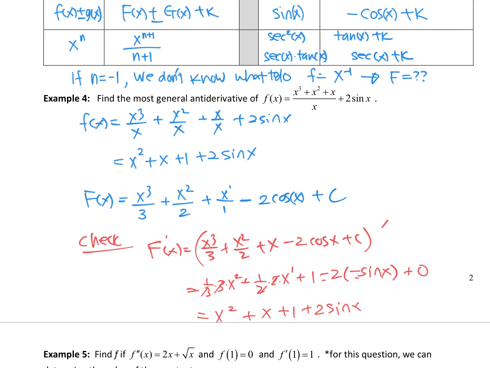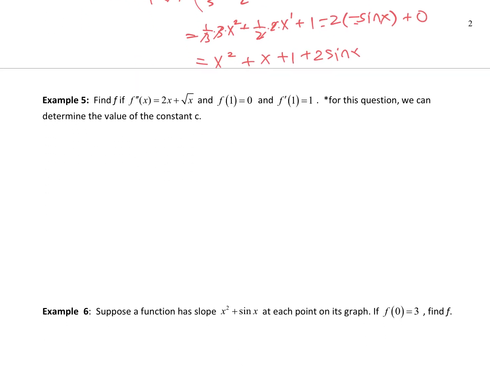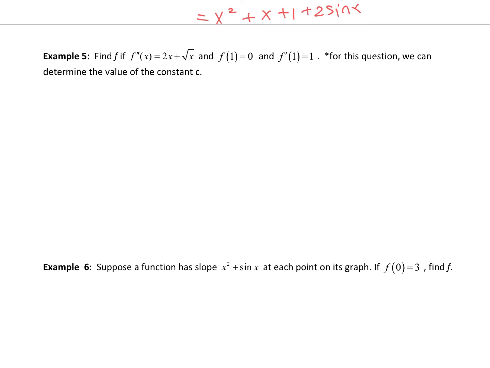So for all your antiderivative questions, you can basically double check your answer. Just work it out, and if it doesn't work, you adjust it, right? All right. Let's get to example 5.